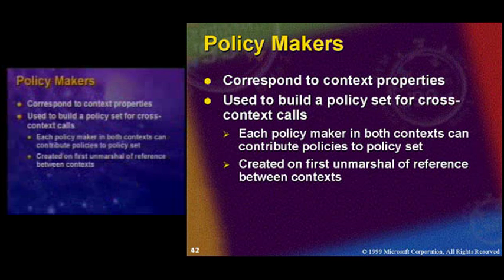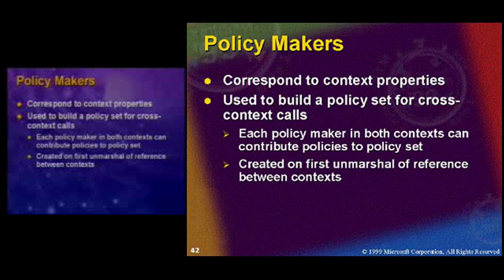Okay, so a bunch of definitions that will hopefully clarify that picture. For every context property, there's likely to be something called a policy maker. And oddly enough, policymakers create policies. So we use a policymaker, or a set of policymakers, to build a policy set that is going to describe what needs to happen when you call from one context to another context. Every policymaker in the calling context and every policymaker in the callee context can contribute policies to the policy set.